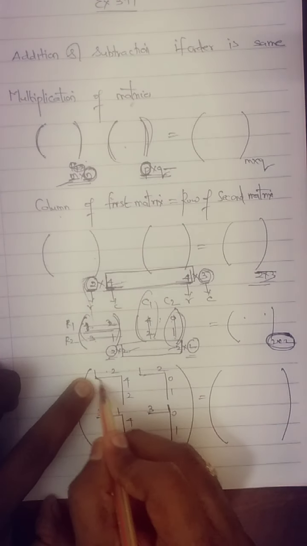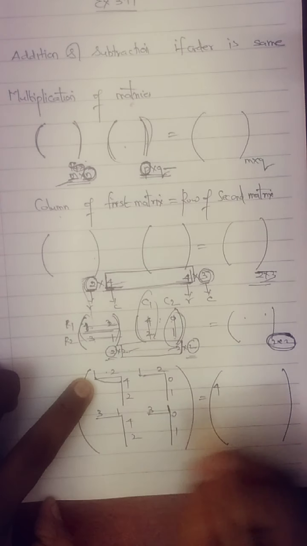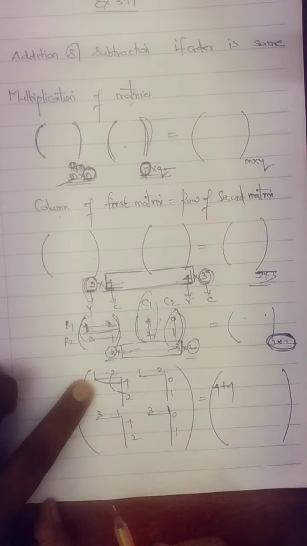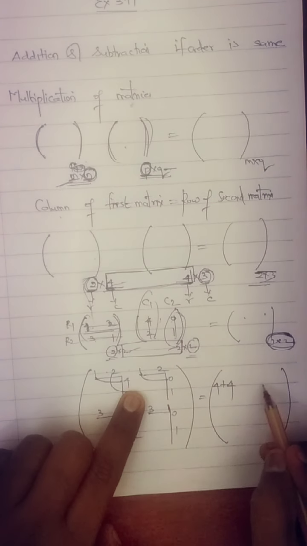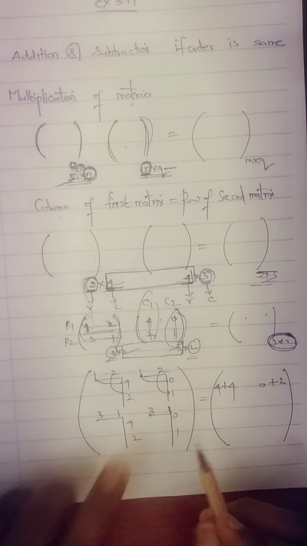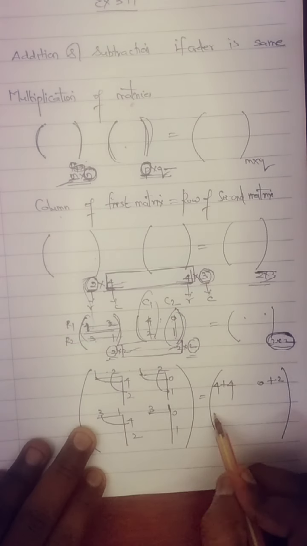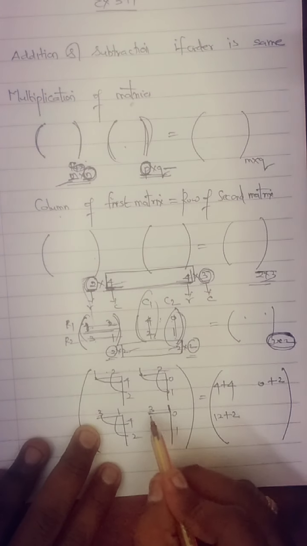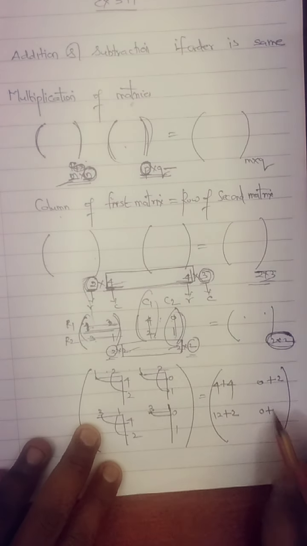How? 1 into 4 is 4, plus 2 twos are 4. Next, 1 into 0 is 0, plus 2 into 1 is 2. Then 3 fours are 12, plus 1 into 2 is 2. And 3 into 0 is 0.